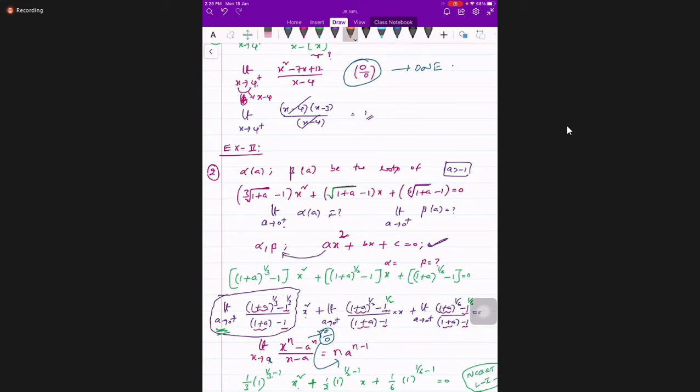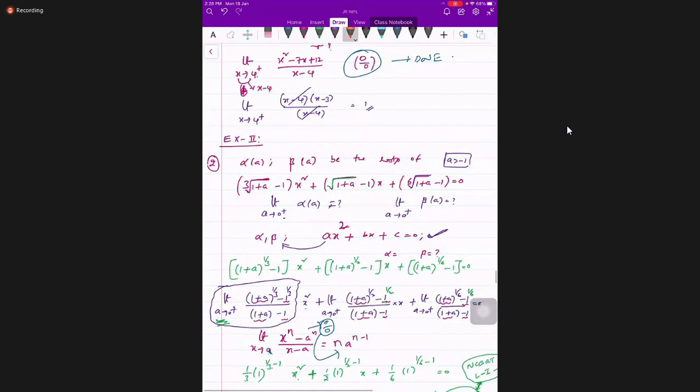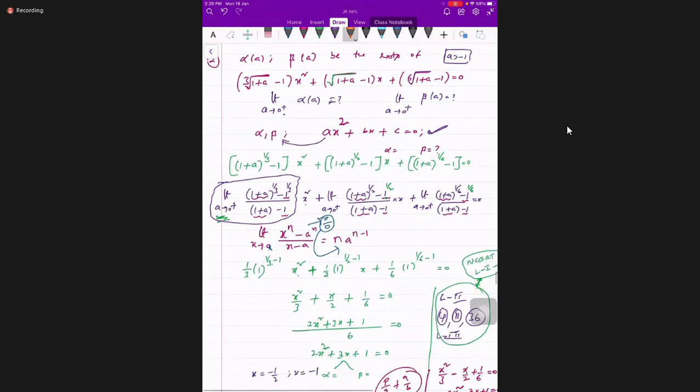The second question from the material. I hope it is clear, students. We have just written it like a normal quadratic, and we try to apply that formula of limits: limit x tends to a, x power n minus a power n upon x minus a. So based on that, all these numericals we have.